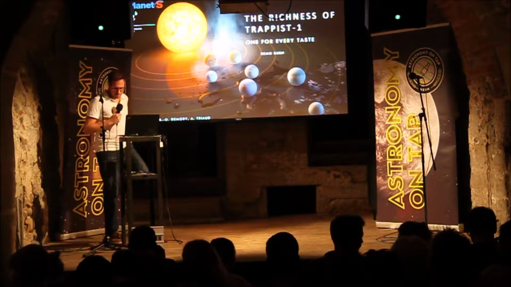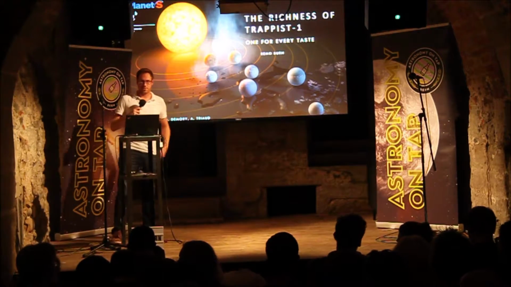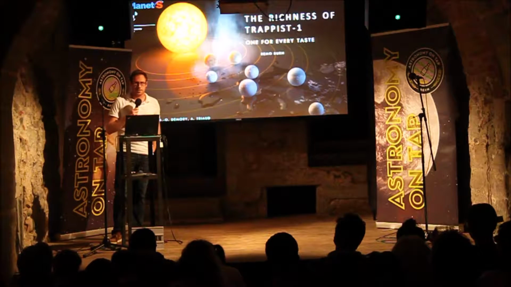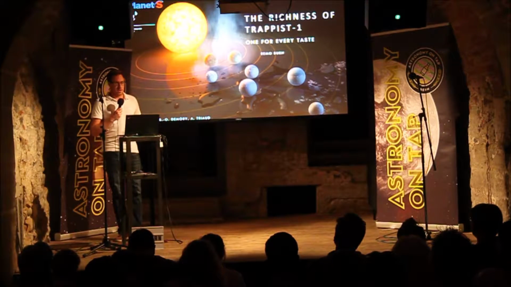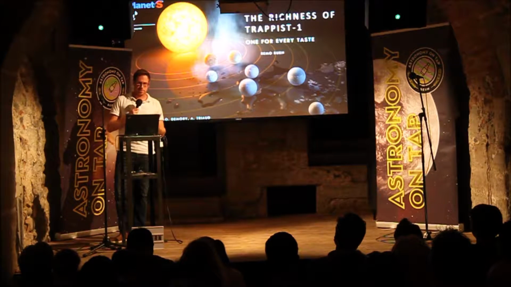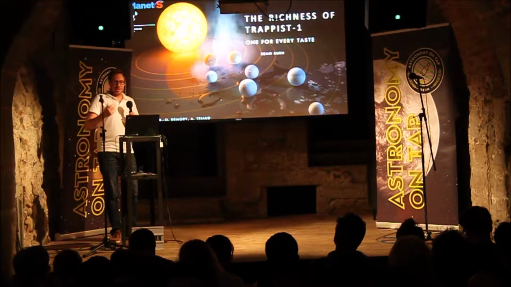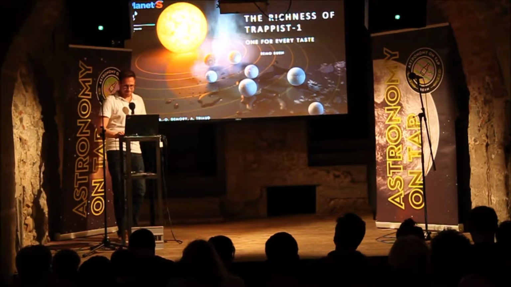So today I will talk about the Trappist-1 system. As we heard before, it's a system of 7 rocky planets around another star, a star called Trappist-1. And it basically has one for every taste.